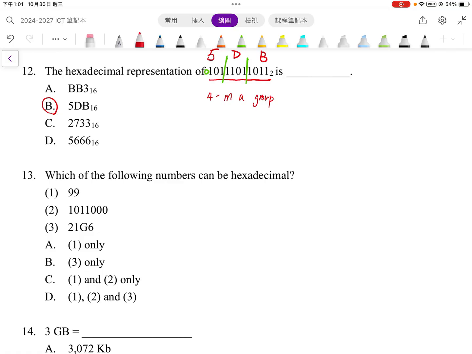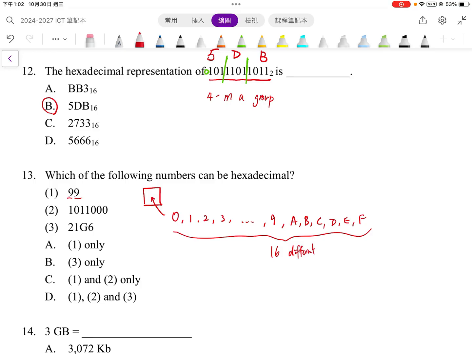Question number 13: which of the following numbers can be hexadecimal? We have 3 different numbers. The first one is 99. Is it possible? It is possible, because for hexadecimal numbers, the range for each digit, for example 1 digit, you can fill in the numbers 0, 1, 2, 3, up to 9, and then A, B, C, D, E, up to F. So in total, you have 16 different patterns to fill in a digit. 9 and 9 are in the list, so 1 should be correct.